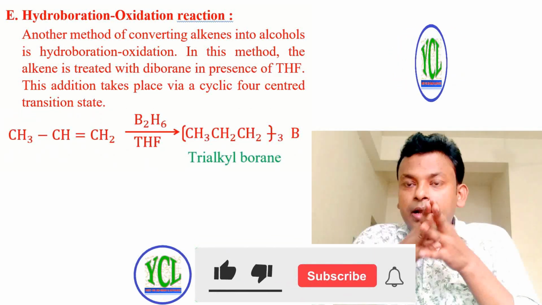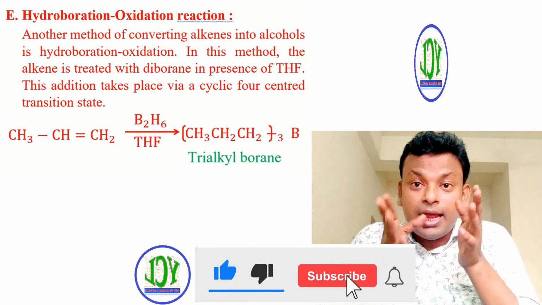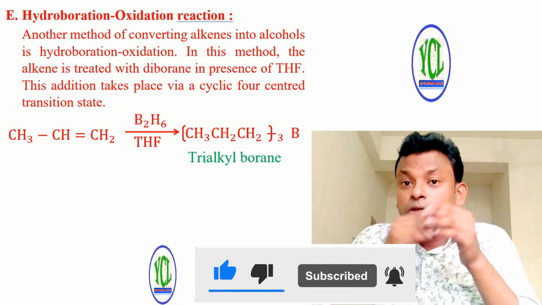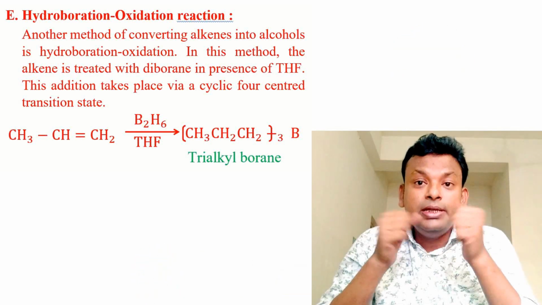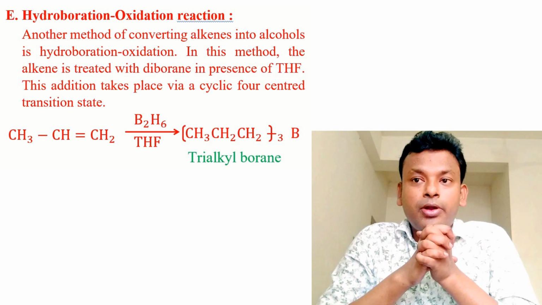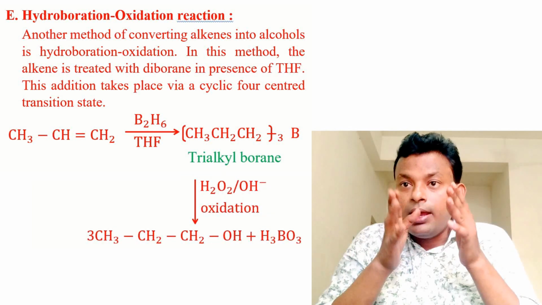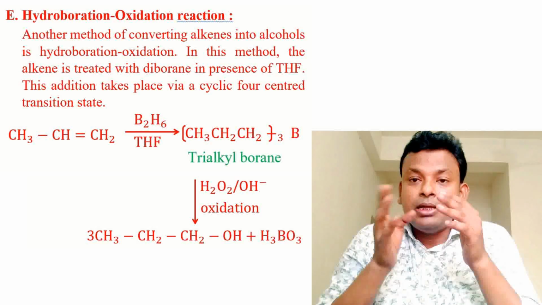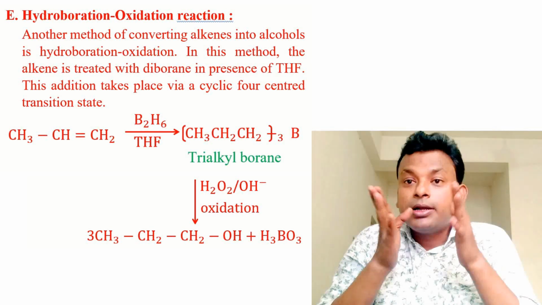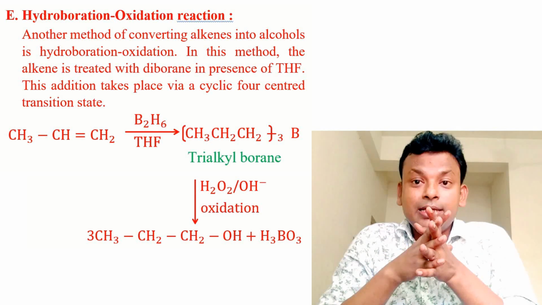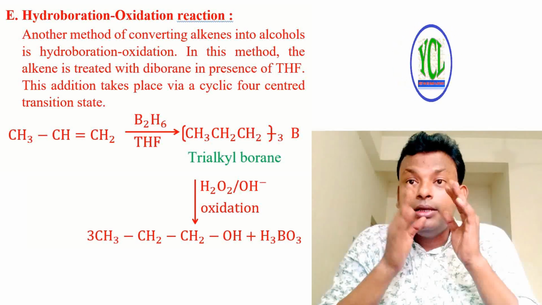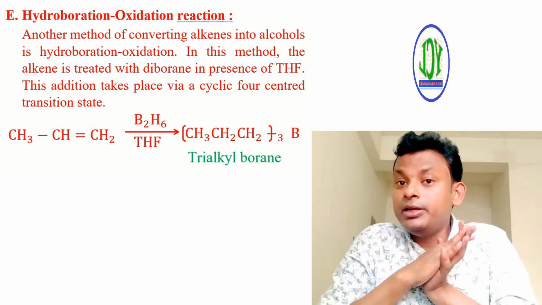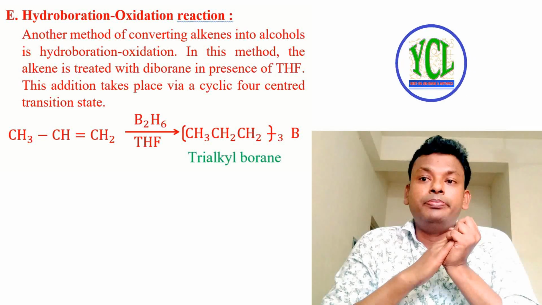In this example, first an unsymmetrical alkene, that is propene, reacts with B2H6 in the presence of THF to form trialkyl boron. In the next step, H2O2 and OH negative, that is the oxidation step, form the terminal alcohol. In this case, no rearrangement occurs, only the terminal product is formed.